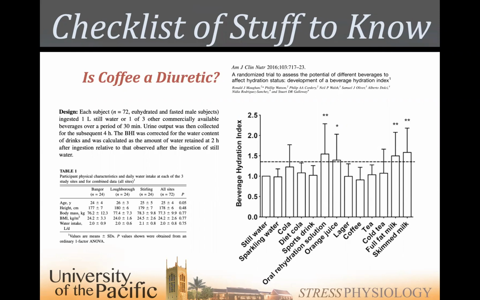4 hours later, how much of this do we keep? I think it was 4 hours of holding. Urine output is collected for the subsequent 4 hours. So, how much are we peeing? How much are we retaining?